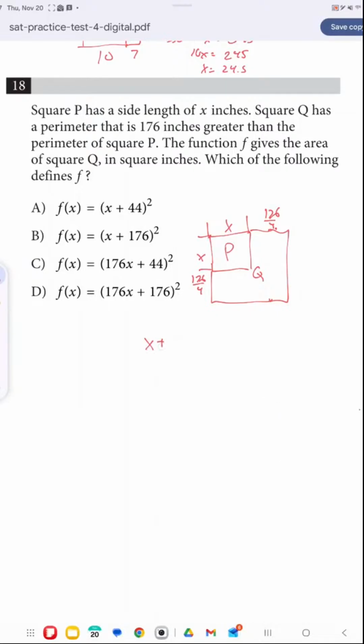So we take 176 divided by 4. 176 divided by 4 is 44. So that's the length of the one side of Q. Multiply it by another length of side Q. We get x plus 44 times x plus 44. Or a final answer of x plus 44 squared, which is answer A.